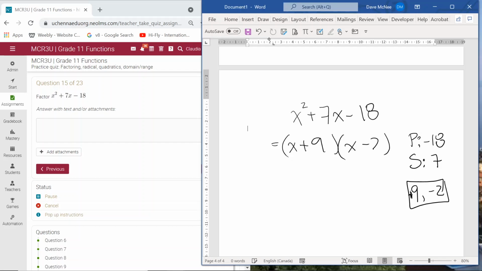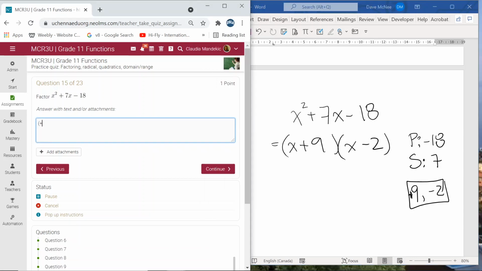And that's it, we're done. This is a simple case, my awesome shortcut that I can use, and I can go ahead and write down my answer. So x plus 9 and x minus 2, and I'm done. This is it. I have fully factored it because it's a simple trinomial.